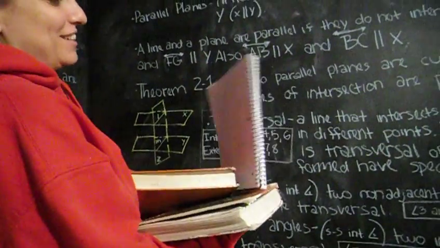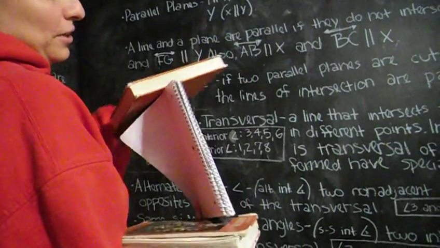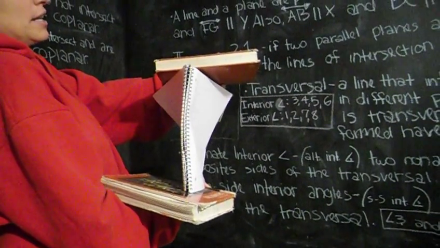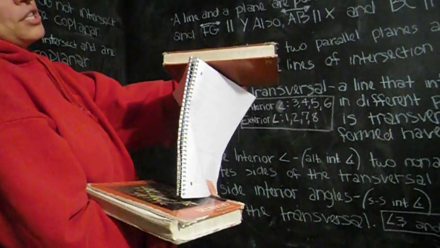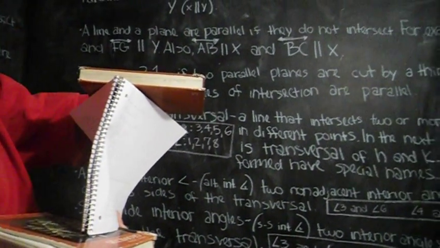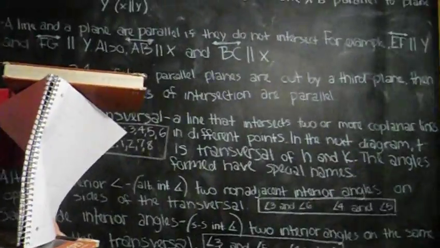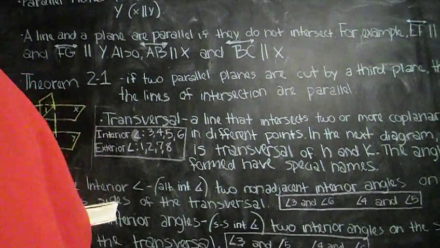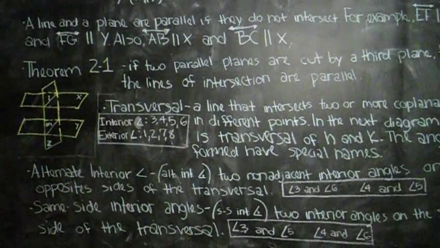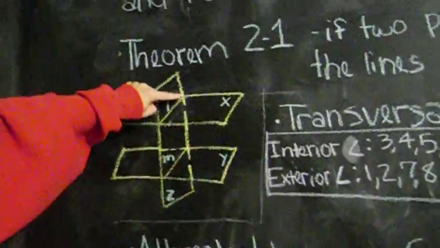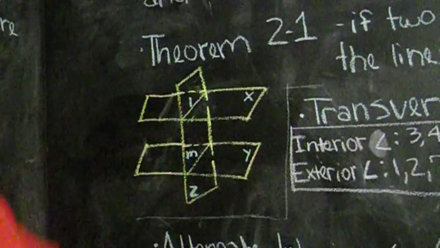I wish I had a better example, but I kind of don't. So if you have 2 parallel planes cut by a third plane, then the lines of intersection are parallel. So if you see the top of the notebook and the bottom of the notebook, the line where the plane cuts into the top plane is parallel with the line down there that cuts into the bottom plane. All right, and you can look in your book for the examples as well. There's a picture here. These two planes are parallel, and this line is parallel to this line.